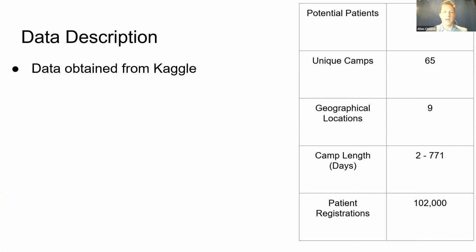So the project came from Kaggle. The data consisted of nearly 38,000 patients who went to 65 camps among 9 distinct geographical locations. These camps lasted anywhere from 2 to 771 days, and there were 102,000 registrations.